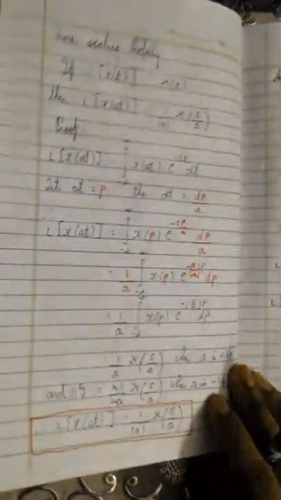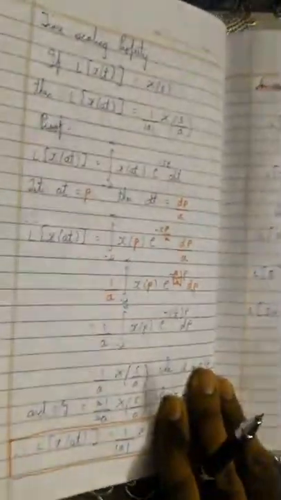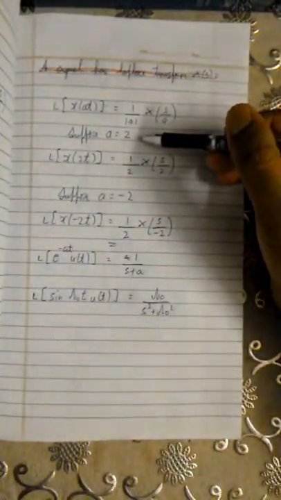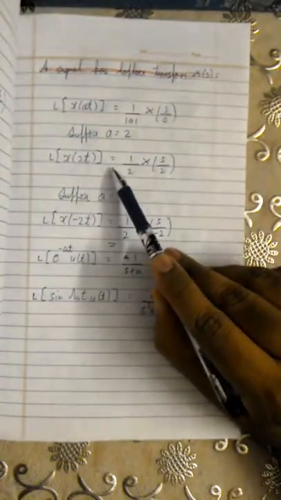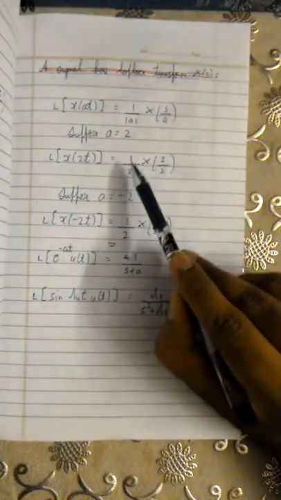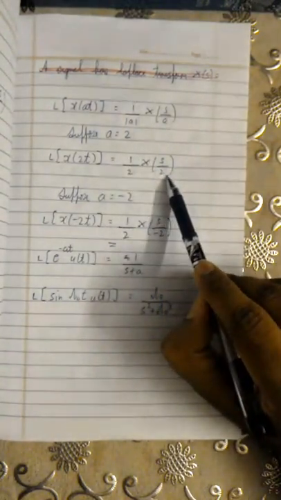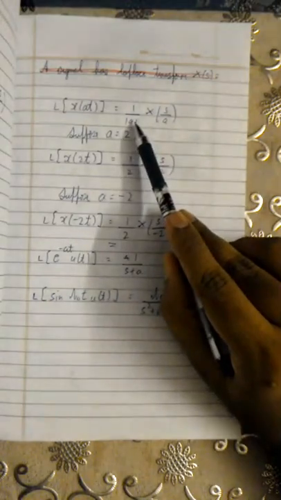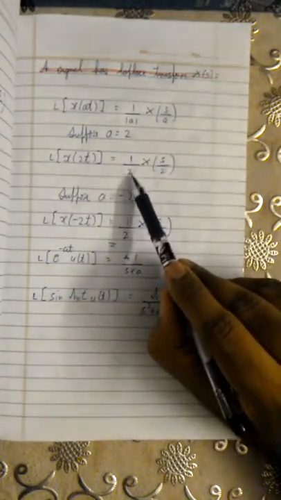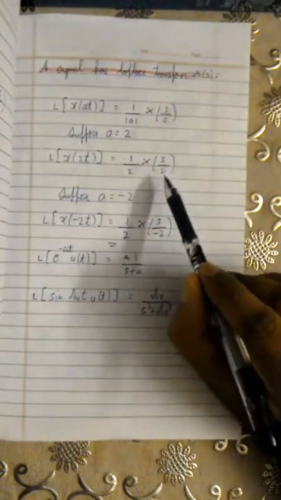Let's look at this example. What this theorem means is, suppose this is my time scaling property. If a is equal to 2, then the Laplace of x of 2t is equal to 1 by 2 into X of s by 2. That means I replace mod a with mod 2. Mod 2 is 2 itself, and this a becomes 2.